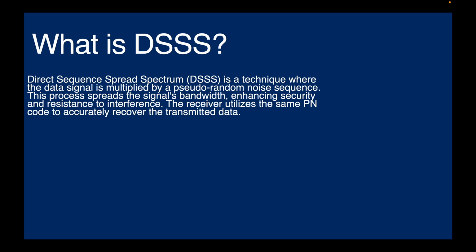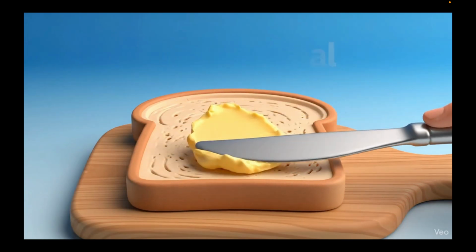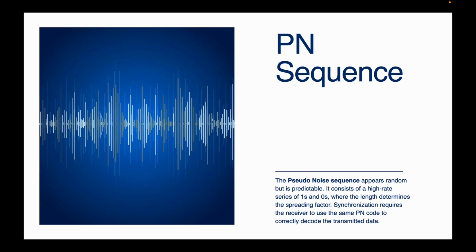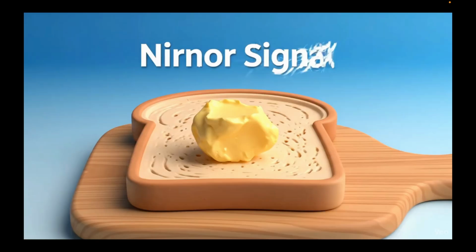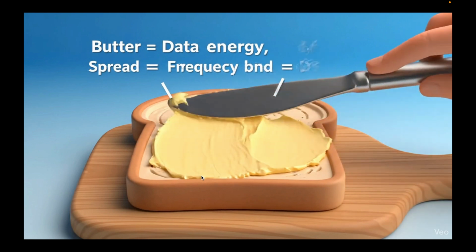Let us understand this with an animation video. There is a slice of bread and we are spreading the butter. Think of it like this: butter represents a narrowband signal, which is the original signal. We are spreading the butter on the bread. Simply this thing occurs in DSSS, data multiplied across a much wider frequency band. In direct sequence spread spectrum, the concentrated butter is our narrow signal.